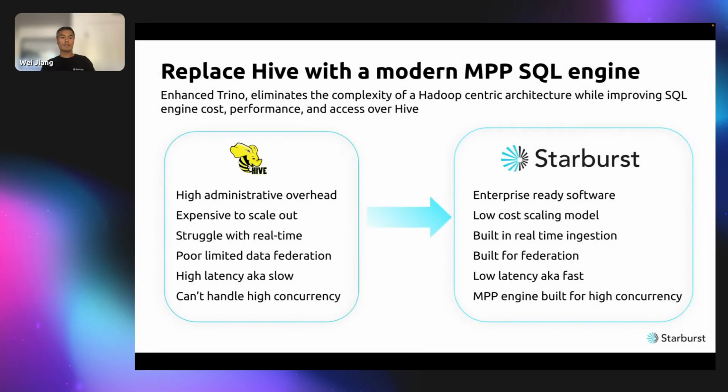So just some comparisons of the different technologies that Hadoop employs today, over what we can provide with Starburst. Hive is kind of the original query engine, but it has a lot of administrative overhead, and if you scale it out, it's going to be very complex to deal with, and it doesn't really handle scaling. It's not really meant for that.